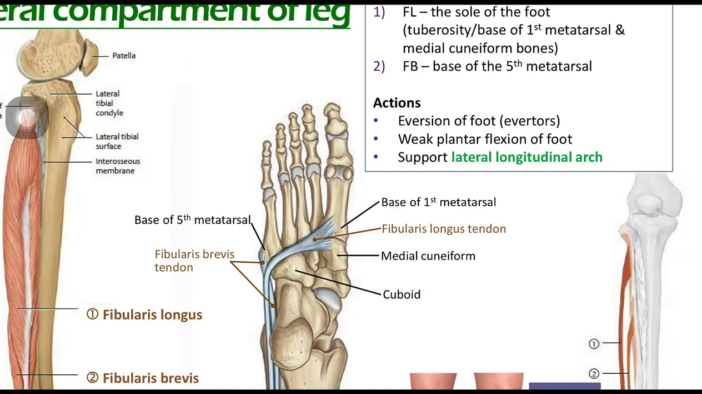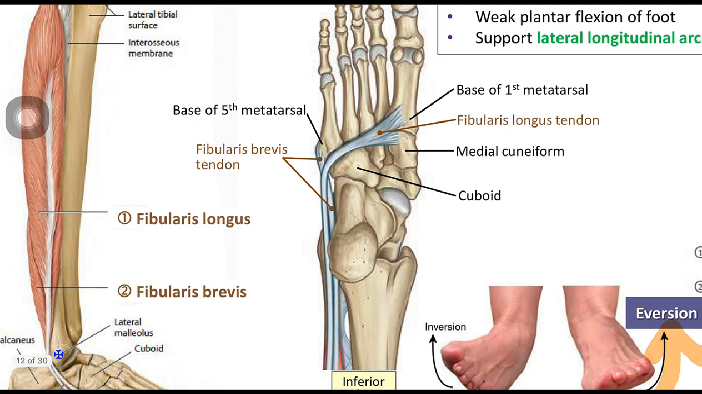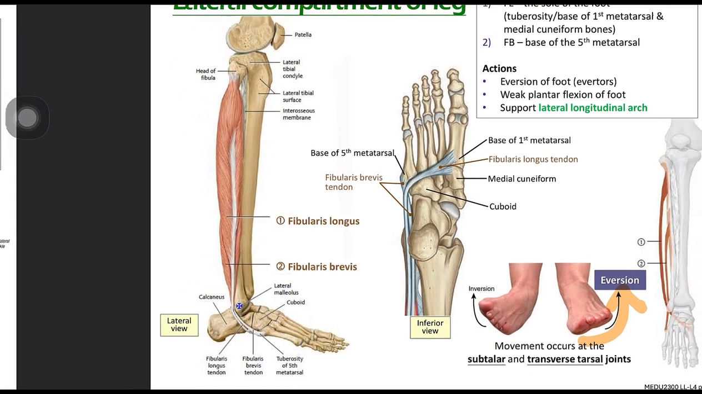Because this is important for you to understand these FL not only can produce eversion, but it can also help to maintain the arches of the foot. Okay? 1 bird, 2 stones. How many stones? Okay, so there are 2, and then for the fibularis brevis, the attachment site here is the base of the 5th metatarsal. Okay, this one I hope you can recall.